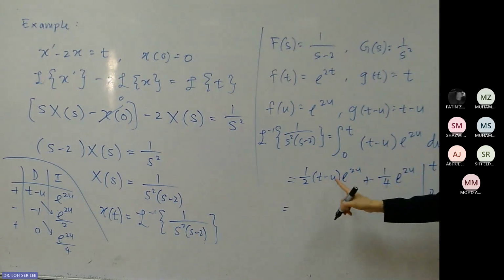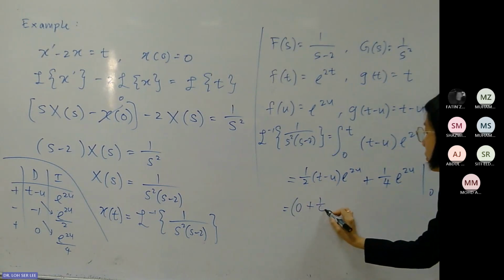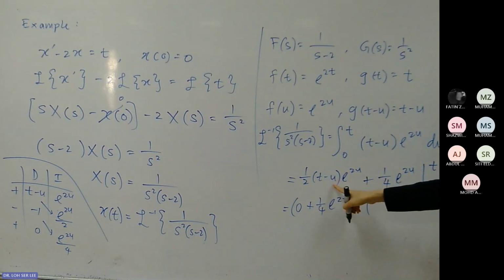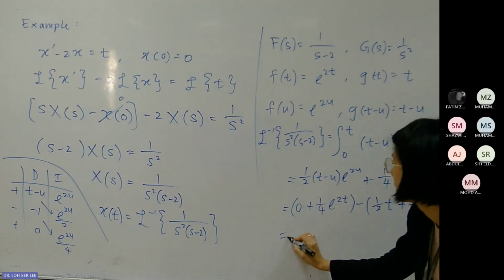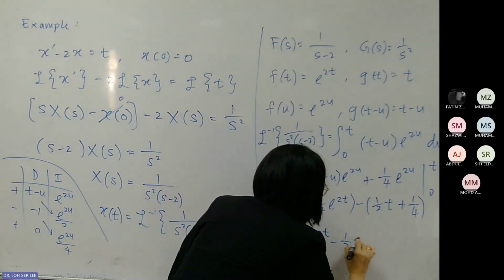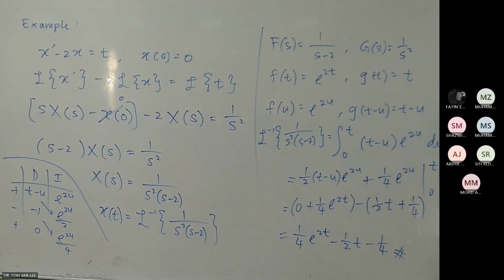Now we substitute t into u: t minus t is 0. This one plus 1 over 4 e to the t. Minus, 0 into u, half t, e to the 0 is 1, plus 1 over 4, e to the 0 is 1. Then you get this.